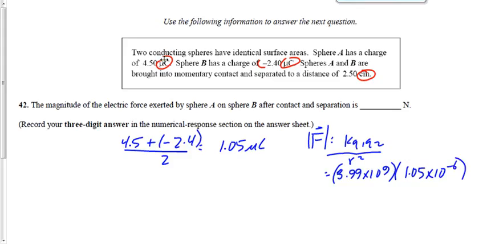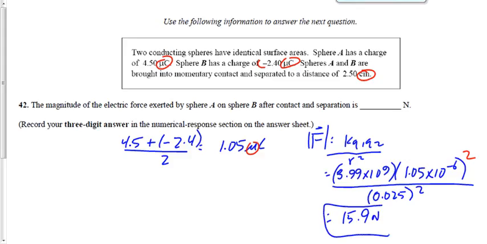People say, how do we convert this to coulombs? Check your data sheet. You're going to see a micro is 10 to the minus 6. So all you're literally going to do is replace the little Greek letter mu with the exponent 10 to the minus 6. So 1.05 microcoulombs becomes 1.05 times 10 to the minus 6 coulombs. I'm going to just square that because it's 1.05 times 1.05, right? And we divide that by R squared, 0.025 squared. What do we get when we do that math? 15.9, right?